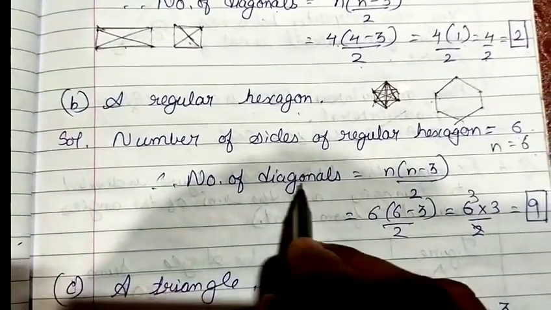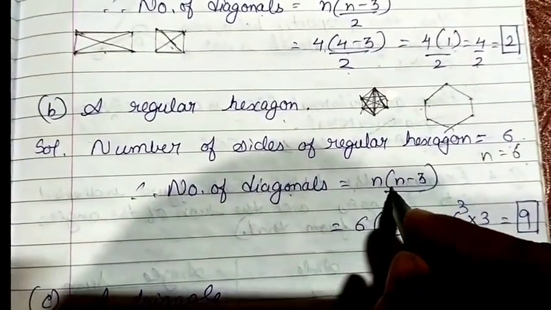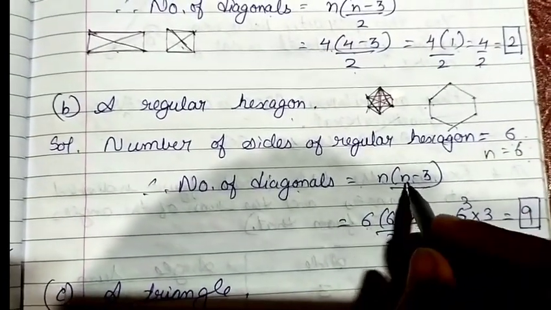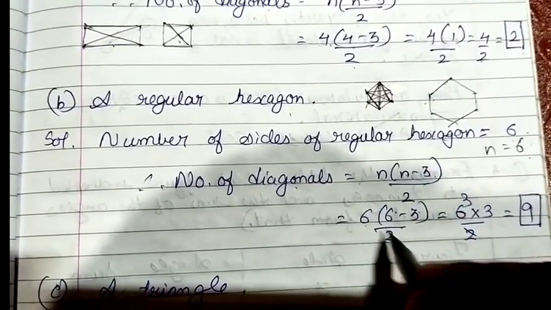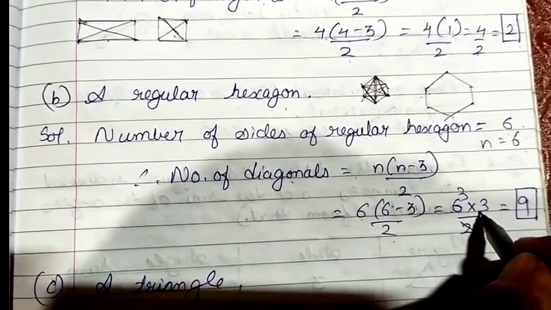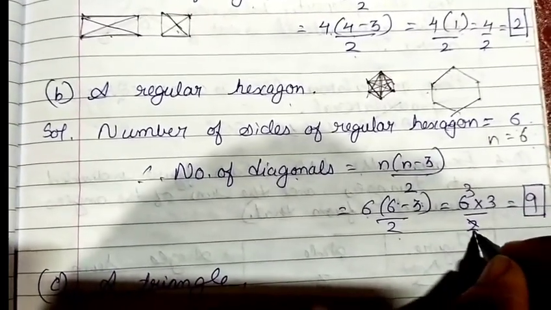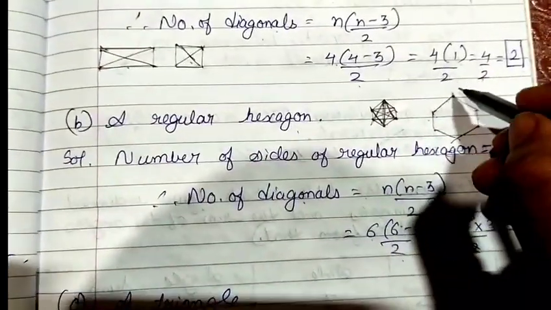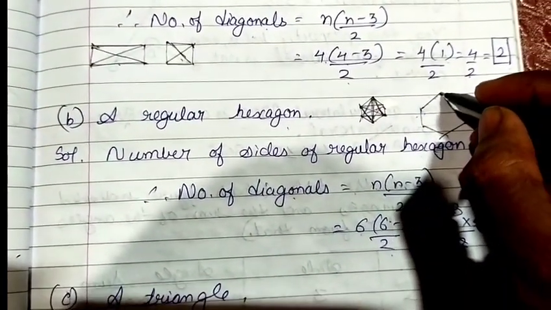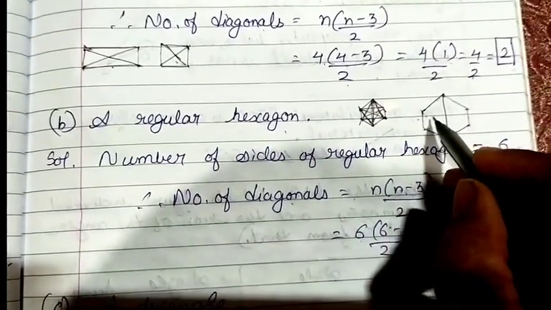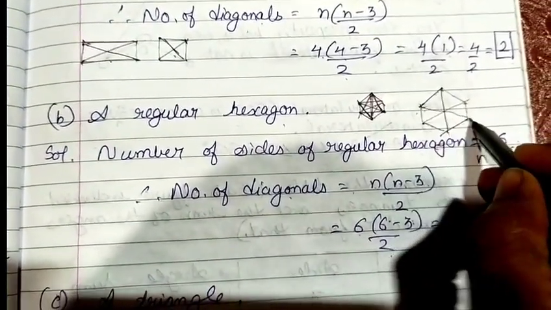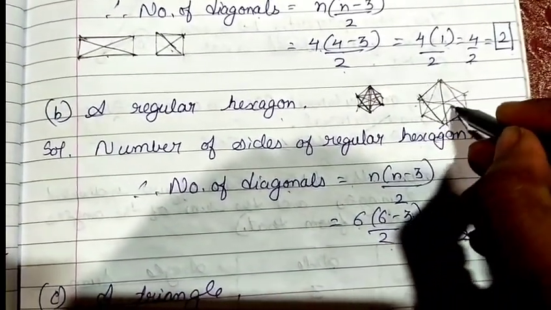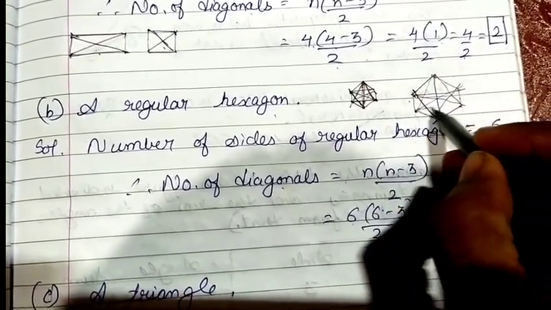Now write down the formula, number of diagonals equals n into n minus 3 divided by 2. In place of n, you have to write down this value 6. 6 into 6 minus 3 divided by 2. 6 minus 3 gives 3 only. Then 6 into 3 divided by 2, and 2 3s are 6 and 3 3s are 9. That means a regular hexagon has 9 diagonals. Let's see over here: 1, 2, 3, 4, 5, 6, 7, 8 and 9.